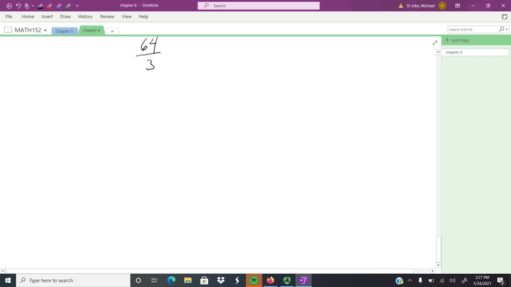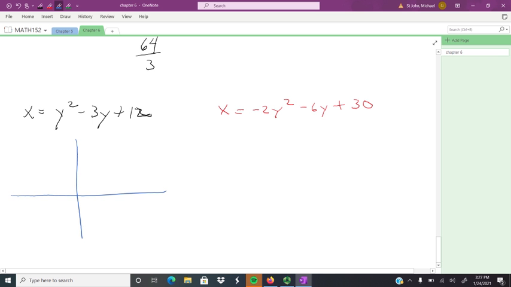Well, we can integrate with respect to x. We can also do it with respect to y. So if we have one that looks like this, x equals y squared minus 3y plus 12. And then my other equation was x equals minus 2y squared minus 6y plus 30. So again, let's look at a picture of what is going on here. And so black one first. So my black curve is going something like this.